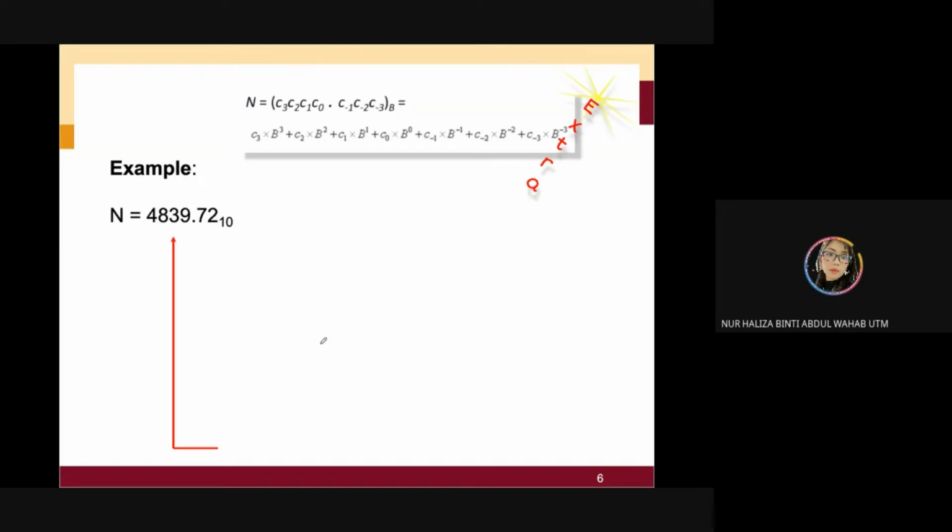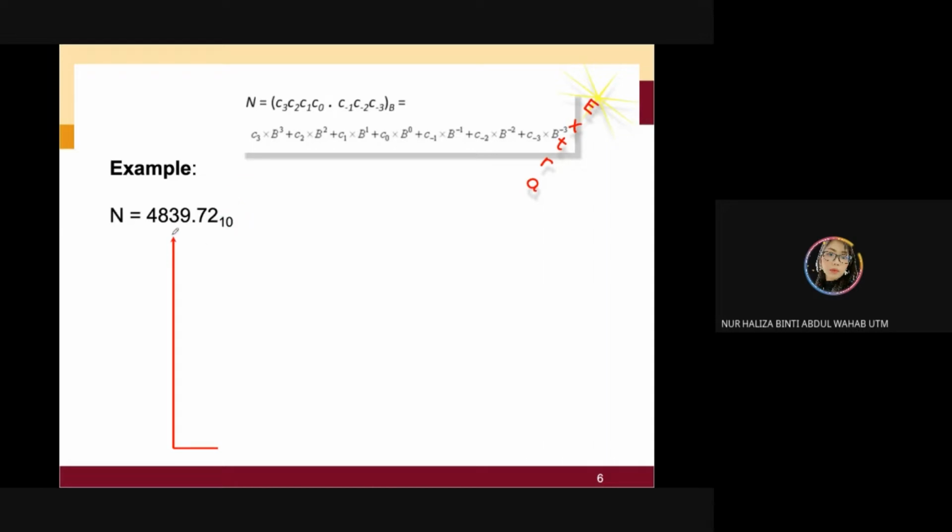Okay, there is an example. Here is your decimal number. Normally, for our decimal number, we don't write the base 10 here. In your final exam, if the base is not shown, you need to assume it is base 10, because base 10 is what we normally use in our daily life. It is lucky for you if the question directly shows that it is base 10, because then you will not be confused.